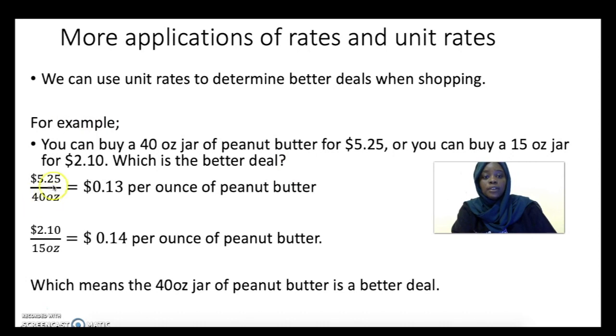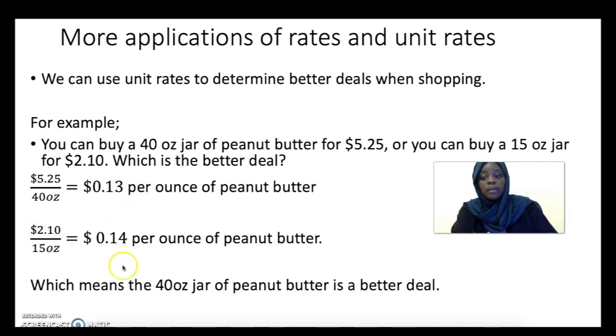Now, in order to find the unit price for the very first one, which is the 40-ounce jar, like I said, all you do is put your money as a numerator, and this becomes $5.25 divided by 40 ounces. And when we divide this, it becomes 0.13, which means that this jar of peanut butter is charging you $0.13 or 13 cents per ounce of peanut butter. Now, if we find the unit price for the second jar, which is $2.1 per 15 ounces, when we divide this, we would have 14 cents or $0.14 per ounce of peanut butter.